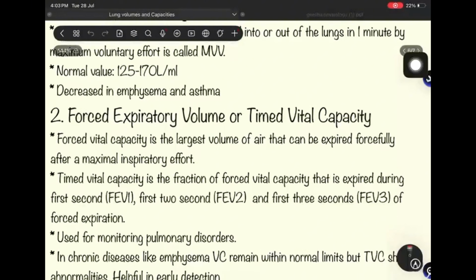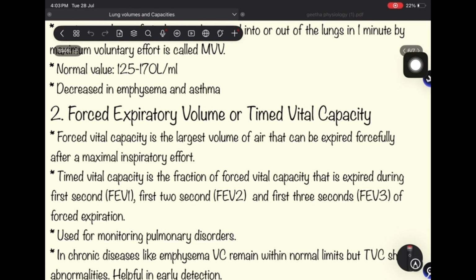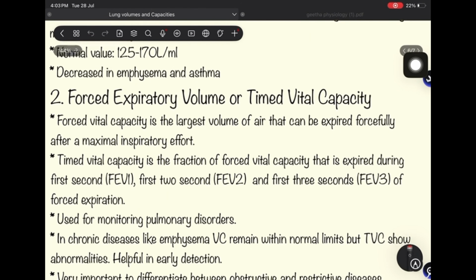The next one is the forced expiratory volume or timed vital capacity. The forced vital capacity is the largest volume of air that can be expired forcefully after a maximal inspiratory effort. This is known as forced expiratory volume. Now, what is timed vital capacity?